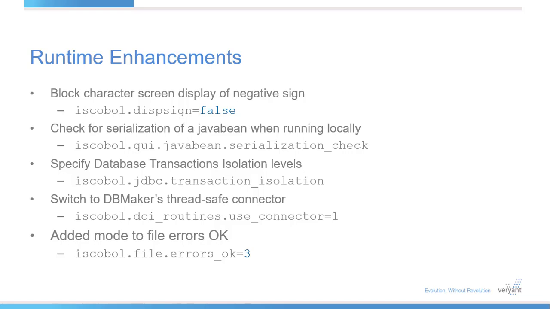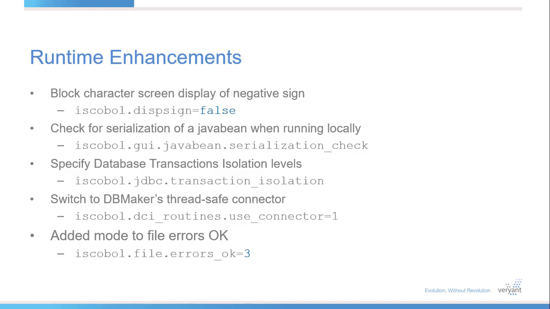And previously there were only 3 settings for ISCOBOL file errors OK. 0 to terminate the run unit, 1 to continue the program, and 2 to continue the program only if a file status is defined for the file. Now we've added a 4th value, 3, which is a limited version of the 2 value.